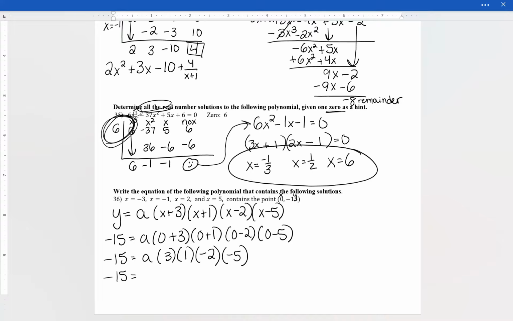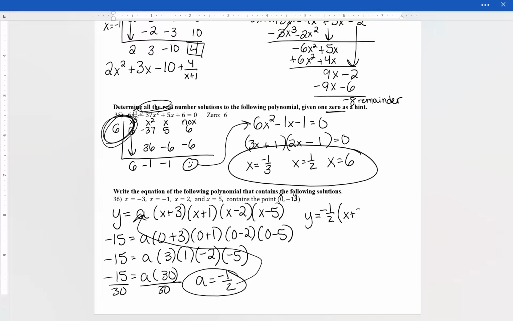Okay, let's multiply all those things on the right together. 3 times 1 is 3, times a negative 2 is a negative 6, times a negative 5 is a positive 30. Dividing by 30, I will get a equals negative 1/2. Now, don't trip before you get to the finish line. Make sure this answer goes back into your equation for a final answer. So I'm going to get y equals negative 1/2 times x plus 3, x plus 1, x minus 2, x minus 5. Whoop, running out of room. That last one, x minus 5.